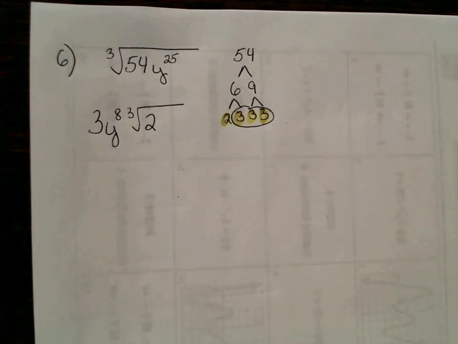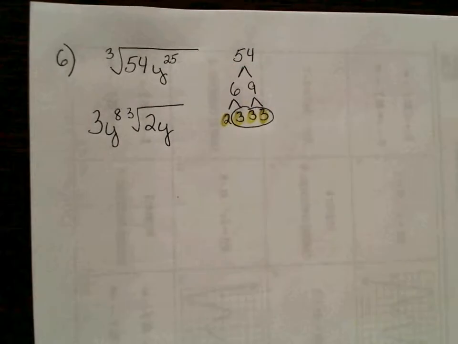Okay, now this is how I think of that. Take this exponent and your root index and multiply them. So what's 8 times 3? 24, and I had 25 to begin with. So how many are left underneath? 1.